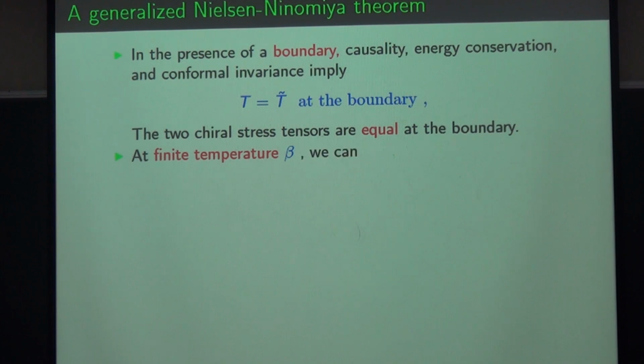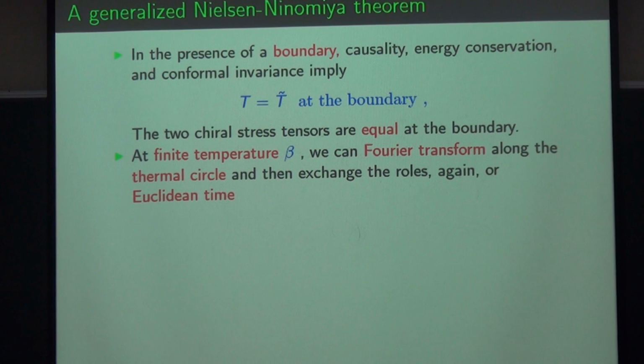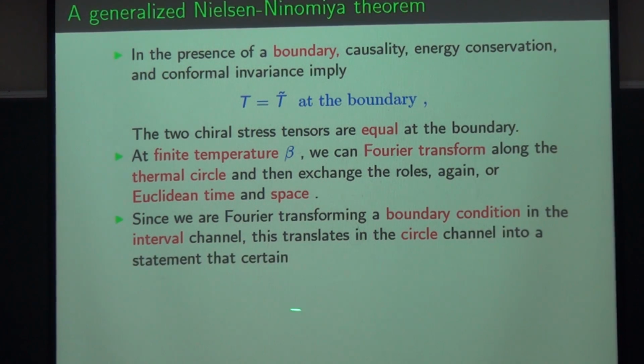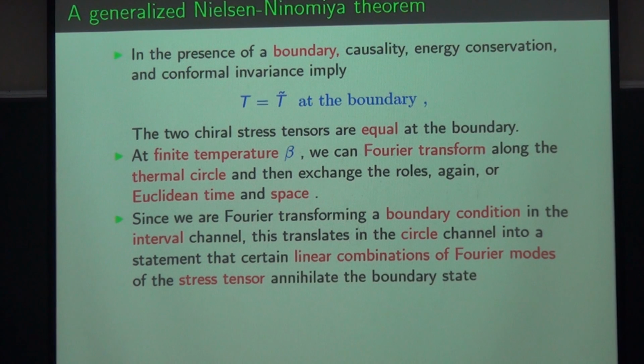Now at finite temperature beta, we can Fourier transform along the thermal circle and exchange the roles, again, that should be an off, of Euclidean time and space. So since we're Fourier transforming a boundary condition in the interval channel, this translates in the circle channel into a statement that certain linear combinations of Fourier modes of the stress tensor annihilate the boundary state B. But Fourier modes of the stress tensor on the circle are just Virasoro generators.